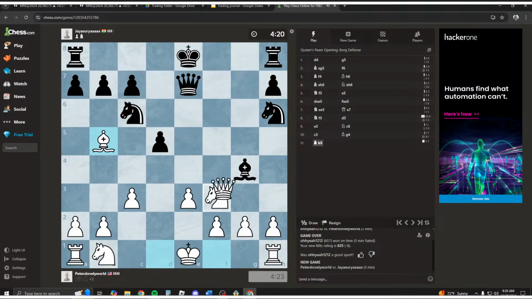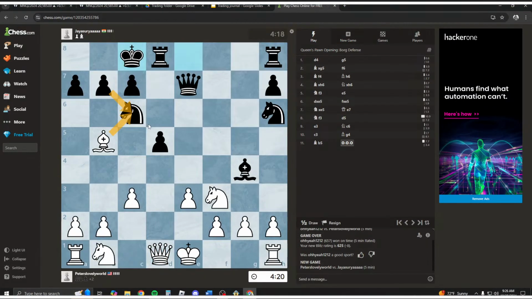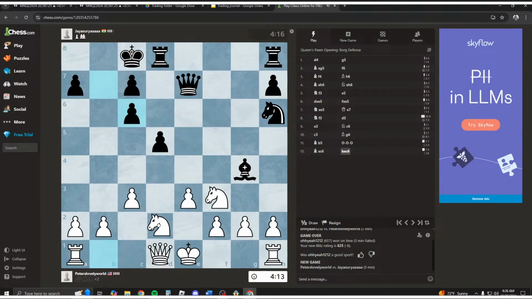Okay. I kind of want to just take this pawn so I can get a castle. Interesting. I wasn't planning on castling long.